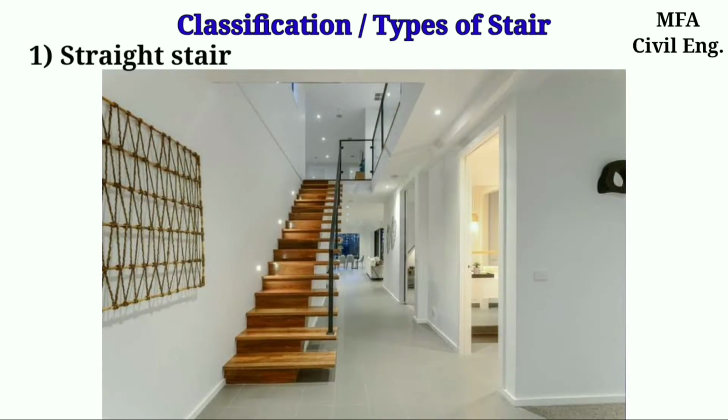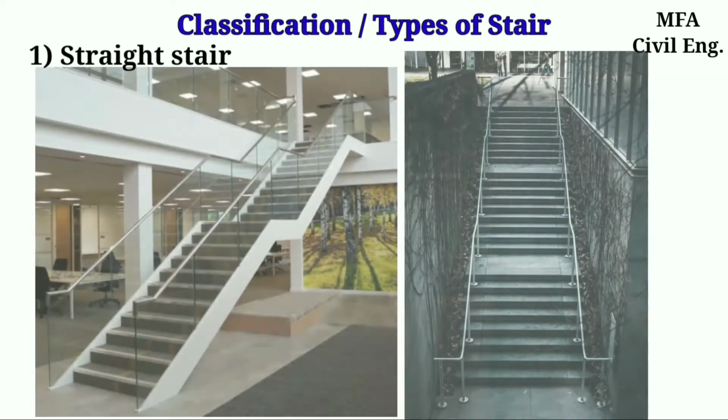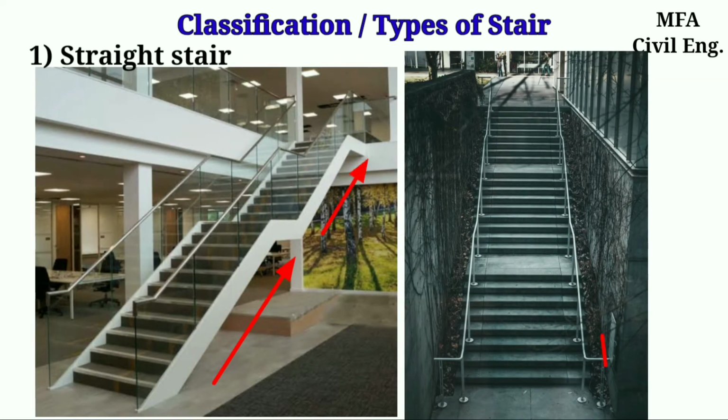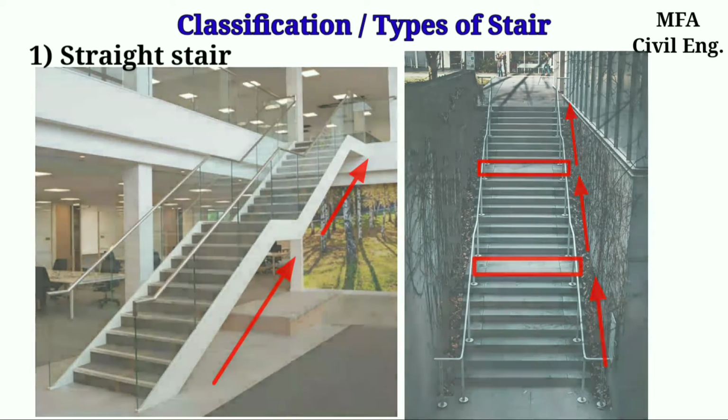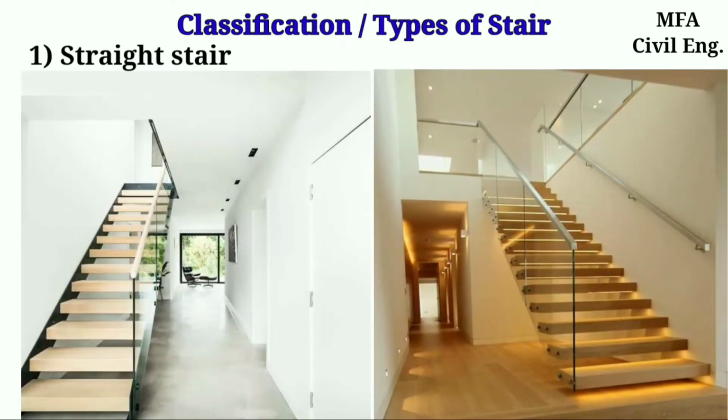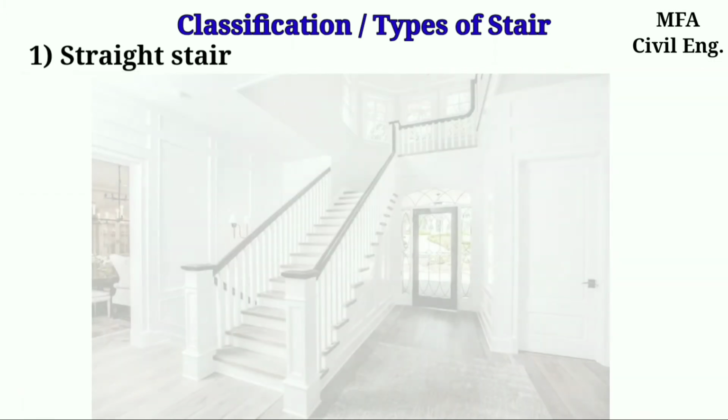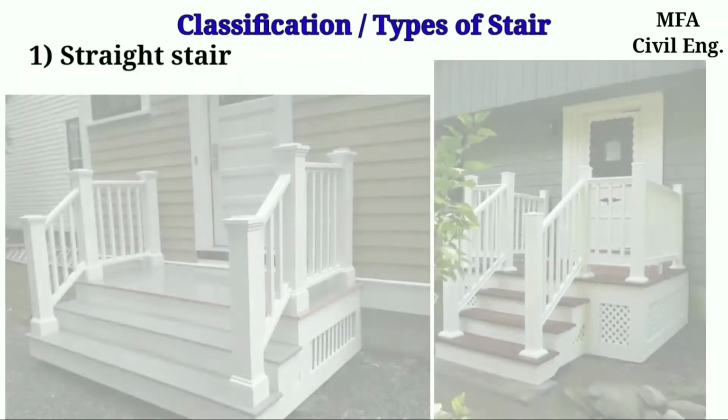In a straight stair, all the steps are arranged continuously along one direction. One flight may be split into two or more flights by interposing a landing. This stair can be used where a narrow and long space is available for the staircase, such as an entrance and porch.